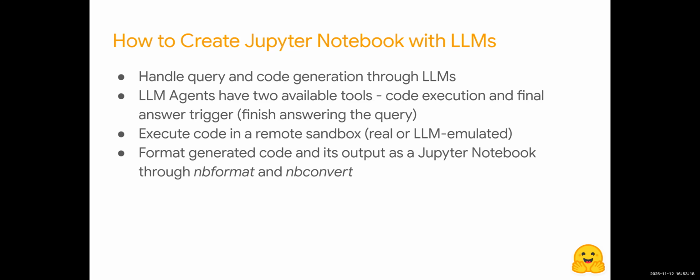Once the model decides, okay, I have my final answer, I don't need to generate more code, it can call the second tool, which is a final answer trigger. So it says, I'm done, here is your answer. And that's that. Really simple.